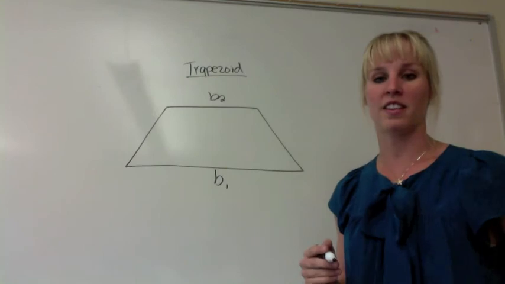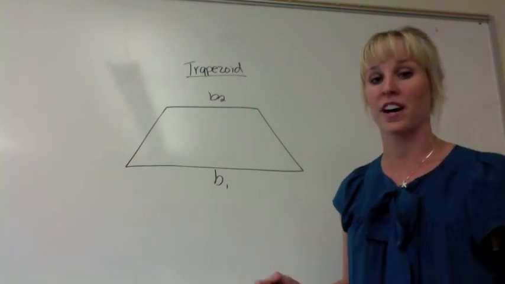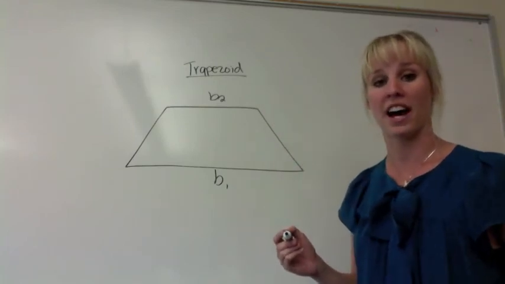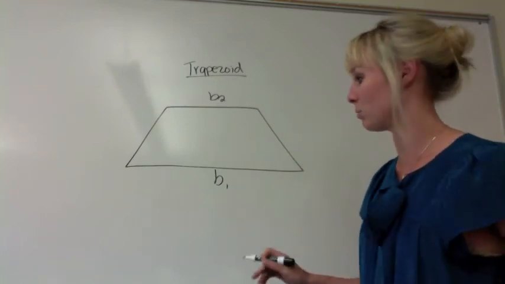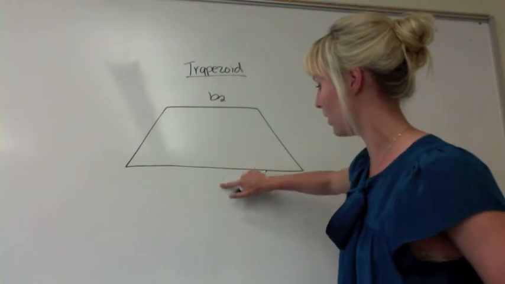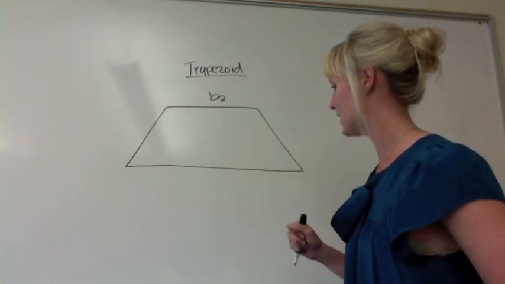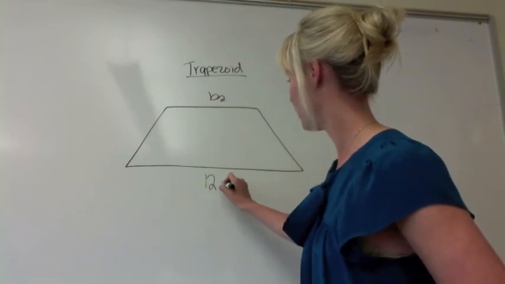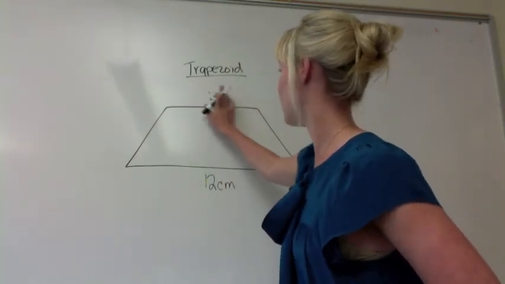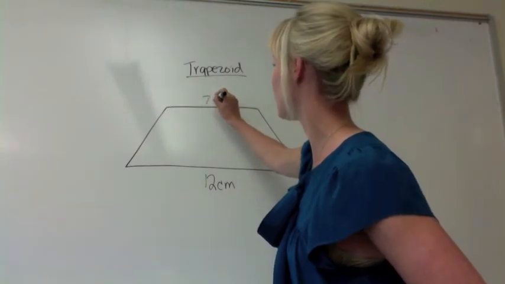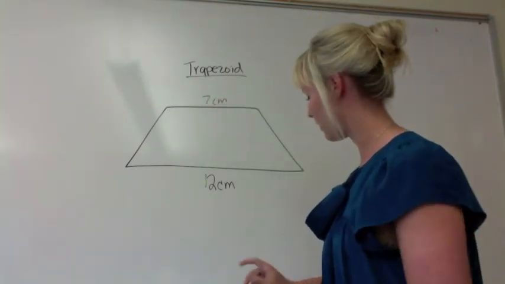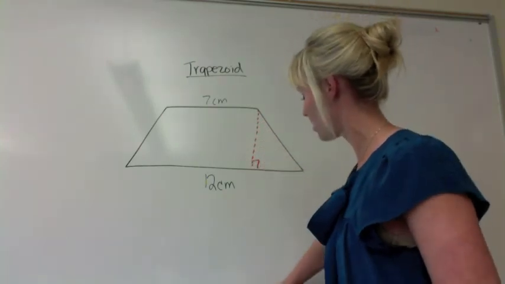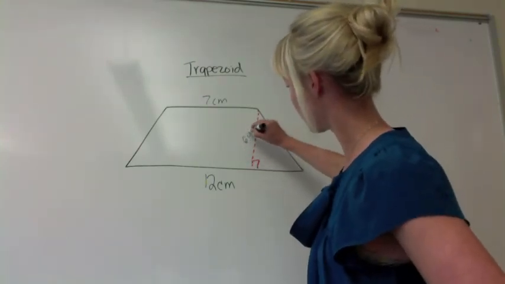In order to find the area of a trapezoid, you have to find the average of the two bases and then multiply it by the height. So let's suppose that we were given this base 1 was, let's see, 12 centimeters, and this base 2 was 7 centimeters, and then we were given that the height, which is again a perpendicular distance to a base, was 6 centimeters.